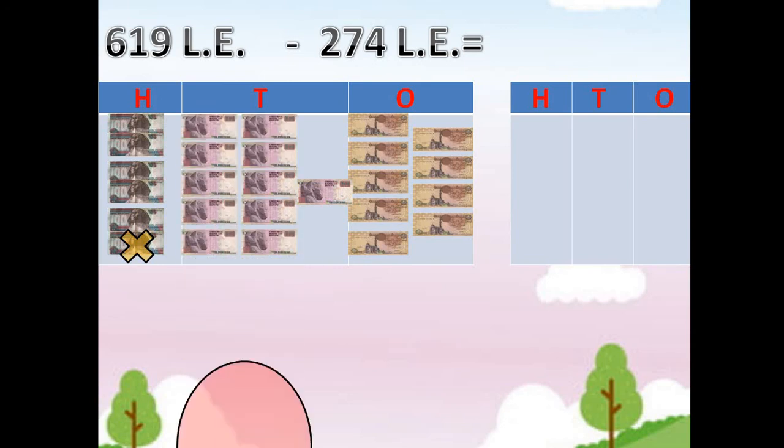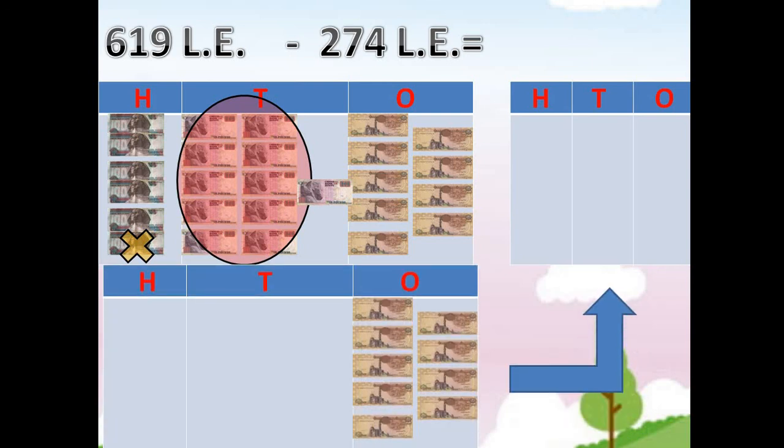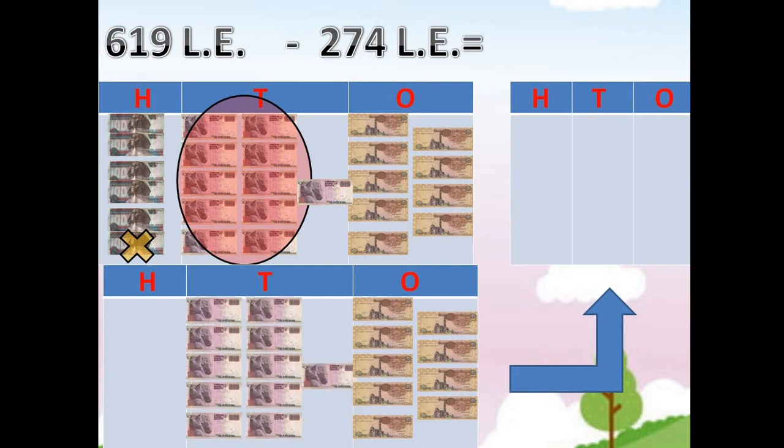And I will put it in the tens place as 10 tens. Okay, so what we have now will be in the ones, 9 ones. And in tens, we have now 11 tens. And in hundreds, we have 6? No, we have 5, because we take 1 and give it to the tens place. Okay, now I can begin my subtraction.